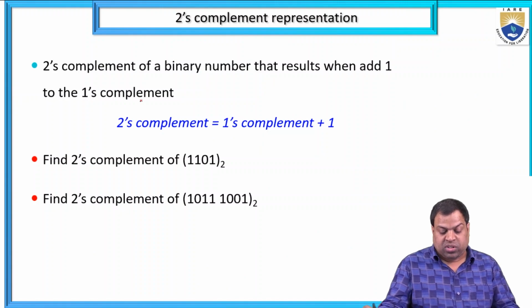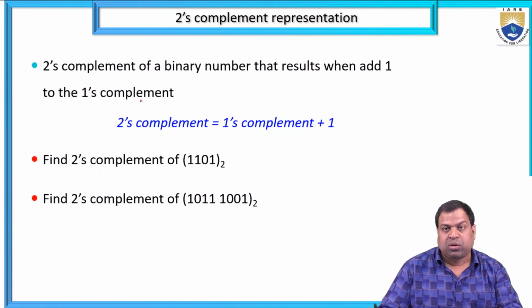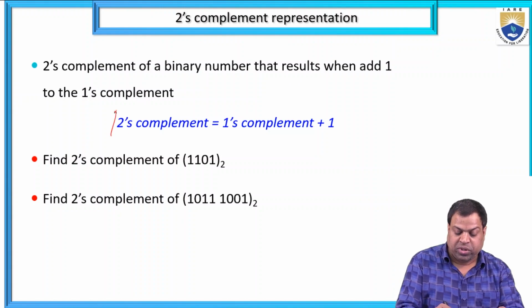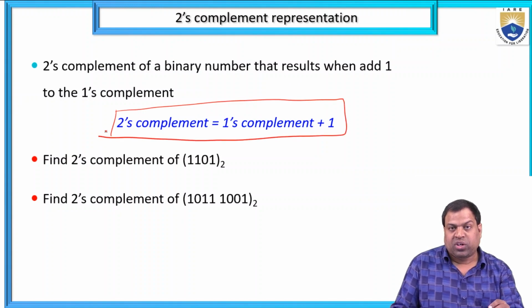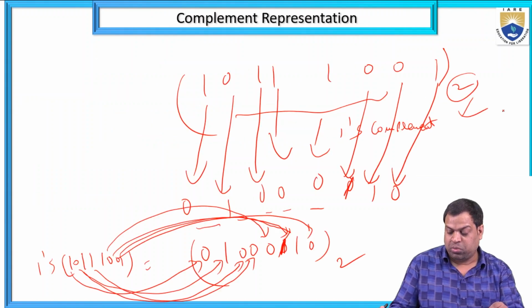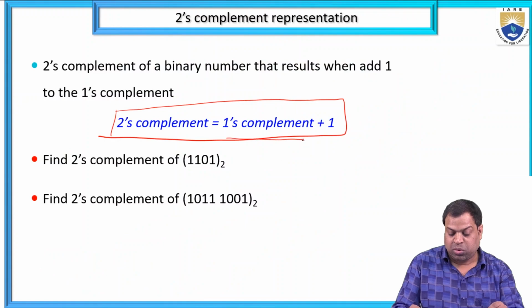2's complement. The 2's complement of a binary number is the result when we add 1 to the 1's complement. So the 2's complement formula is: 2's complement equals 1's complement plus 1. We complement the input value, and after getting the 1's complement result, we add plus 1 to it. After completion of the 1's complement, adding 1 to that is called 2's complement.